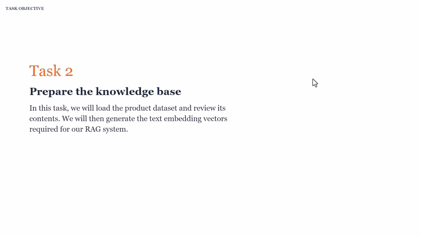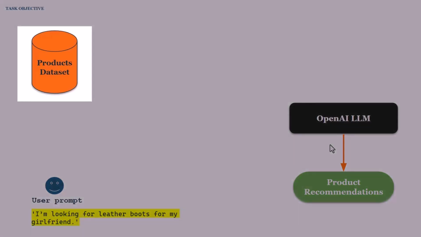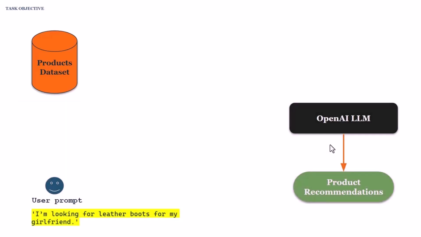But before we do this, let me show you how we are going to create this recommendation system. You see, in our system, everything begins with a user prompt. Imagine a user searching for a specific product, something like, I'm looking for leather boots for my girlfriend. On one side, we have our user request, and on the other, a large product dataset. Now, the goal is to provide product recommendations based on that prompt.